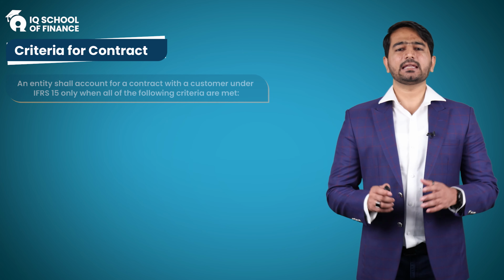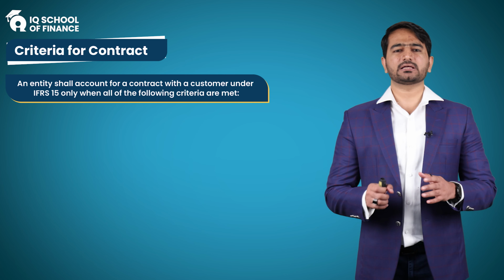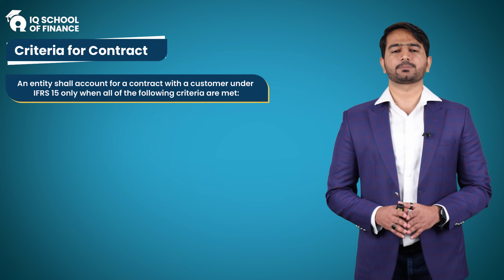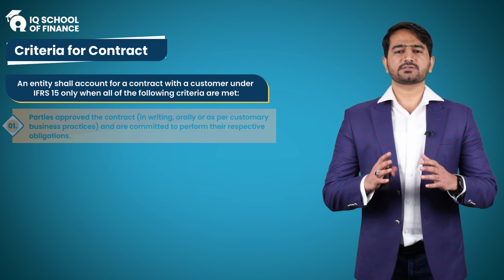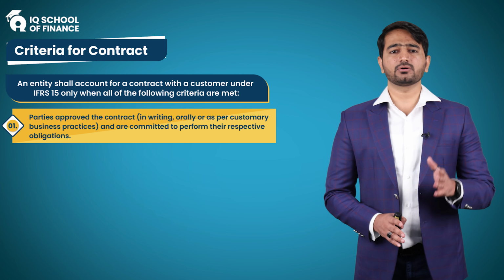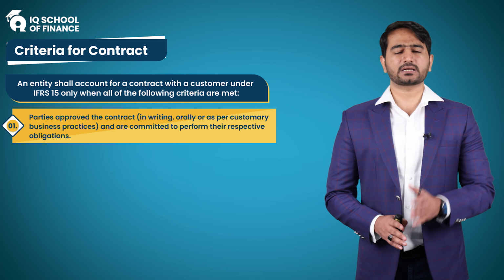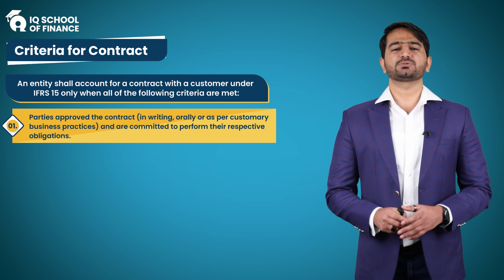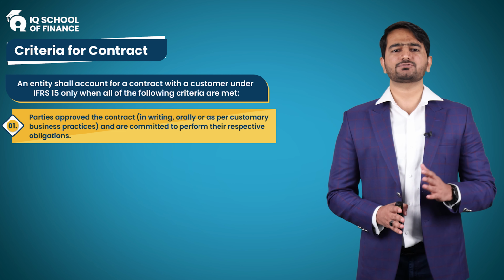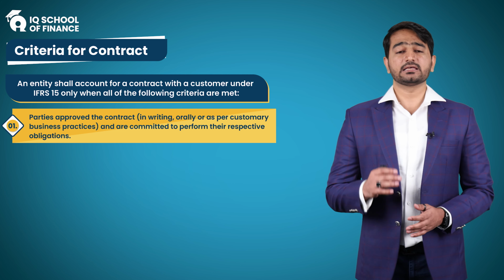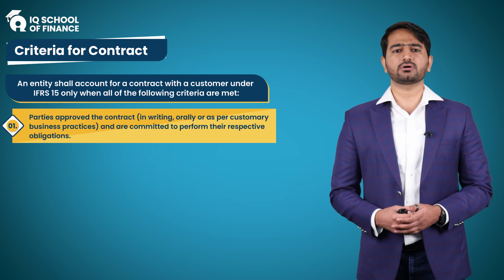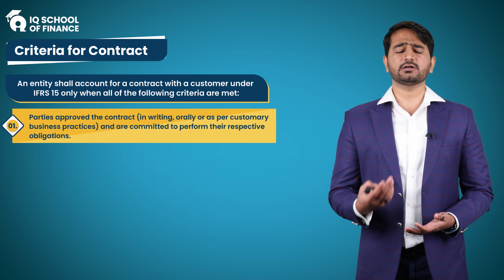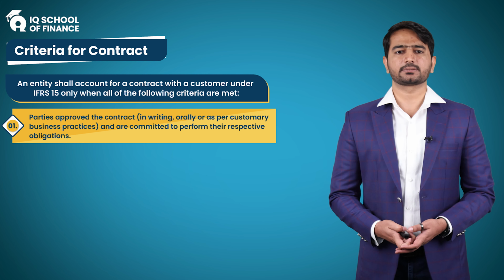It says an entity should account for a contract with a customer under IFRS 15 only when all the following criteria are met. Number 1, parties have approved the contract either in writing, orally, or as per customary business practices and are committed to perform their respective obligations. It means all the parties in our contract have shown their approval toward the contract, they have shown their commitment toward their obligation in the contract, and that commitment can be in written format, in oral or verbal format, or in any other format.